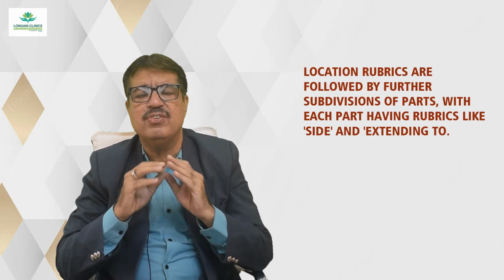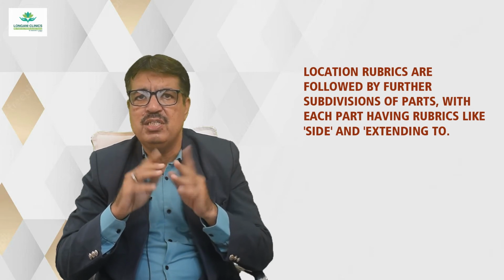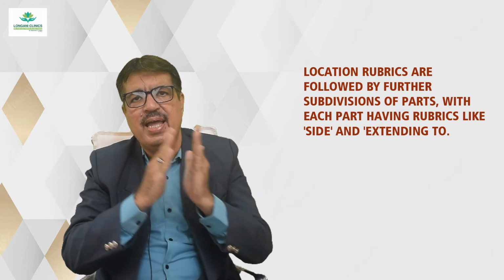It suggests organ remedies which may be useful for finding out a drug for palliation when only a few prescribing symptoms are available in the case. Location rubrics are followed by further subdivision of parts, with each part having rubrics like side and extending to. After the location, different sensations are arranged in an alphabetical order. Each sensation is a general rubric, which is followed by a group of medicines. It is divided into sub-rubrics under which parts are mentioned, mostly abbreviations.